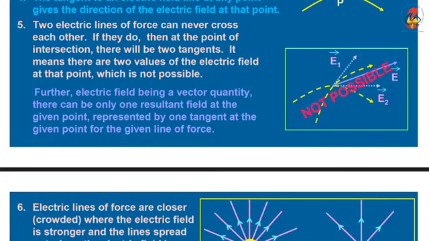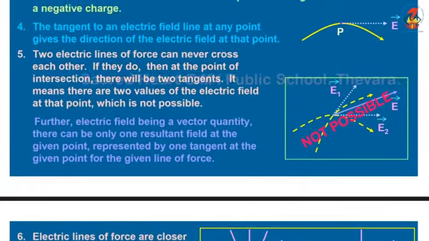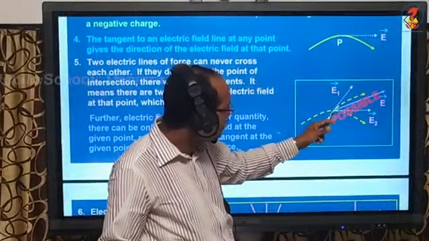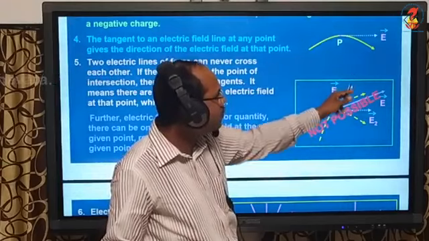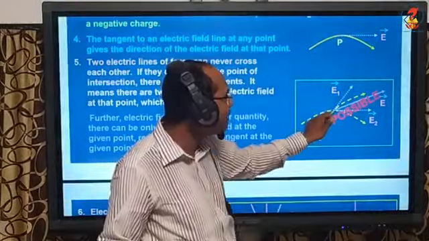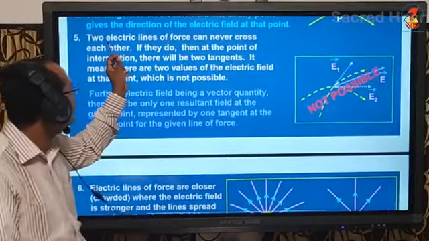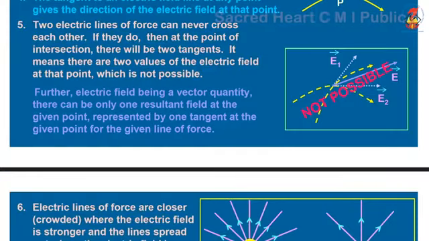Now, fifth, two electric field lines can never cross each other. Why? Just look at the adjacent figure. If two electric field lines cross each other, we already told tangent at any point gives the direction. So here you can see two yellow curves which show the electric field lines. At that intersecting point, I can draw two tangents, which means electric field at that point of intersection has two directions, which is not possible. So we can say electric field lines of force can never cross each other, because if they do so, then at the point of intersection there will be two tangents. It means that there are two directions of electric field, or two values of electric field at that point, which is not possible.